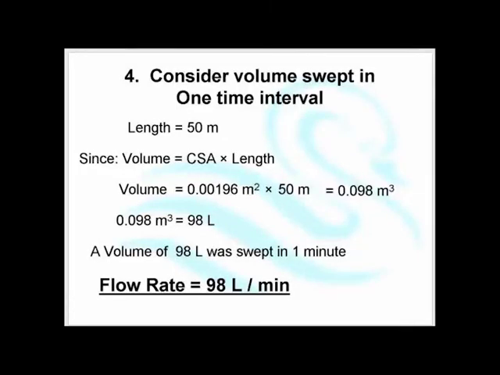Fourthly, we consider the volume swept. Now, since the length is 50 meters, the volume of a cylinder is cross-sectional area times length. Cross-sectional area is 0.00196 of a square meter. The length is 50 meters. So the volume of that cylinder is 0.098 of a cubic meter, which is 98 litres. If 98 litres go past in 1 minute, the flow rate is 98 litres a minute.